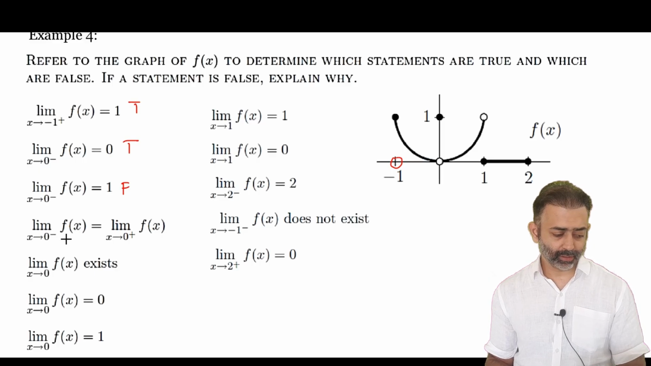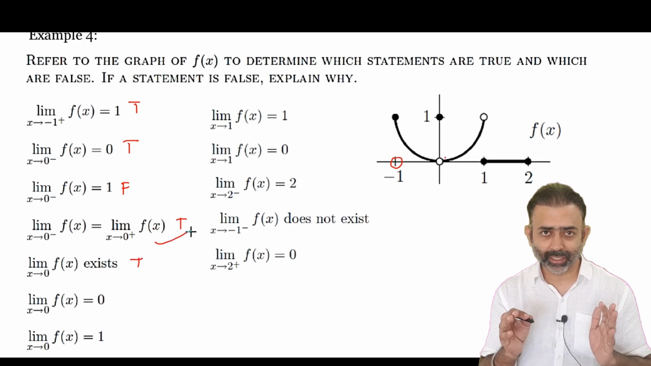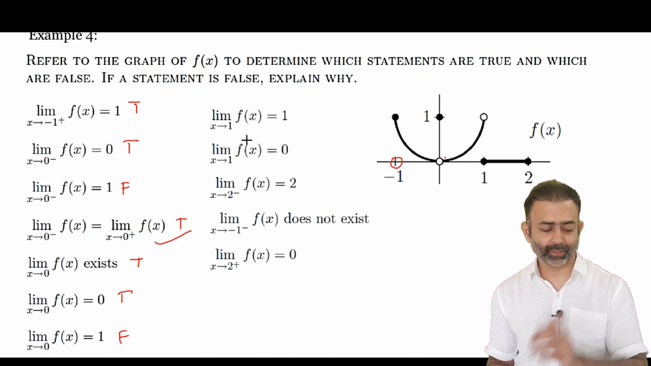Okay. Next, is it equal? No, these are not equal. 0 minus and 0 plus, yes, they are equal, although 0 minus is 0, 0 plus is 0. 0 plus, you can see here, RHL is coming out to be 0. So again, it is true. Limit exists? Yes, because both the limits are equal. Both one-sided limits are equal at a point, so the limit exists. Limiting value of f(x) at x equal to 0? Yes, true. Is it 1? False. Now come to point x equal to 1.